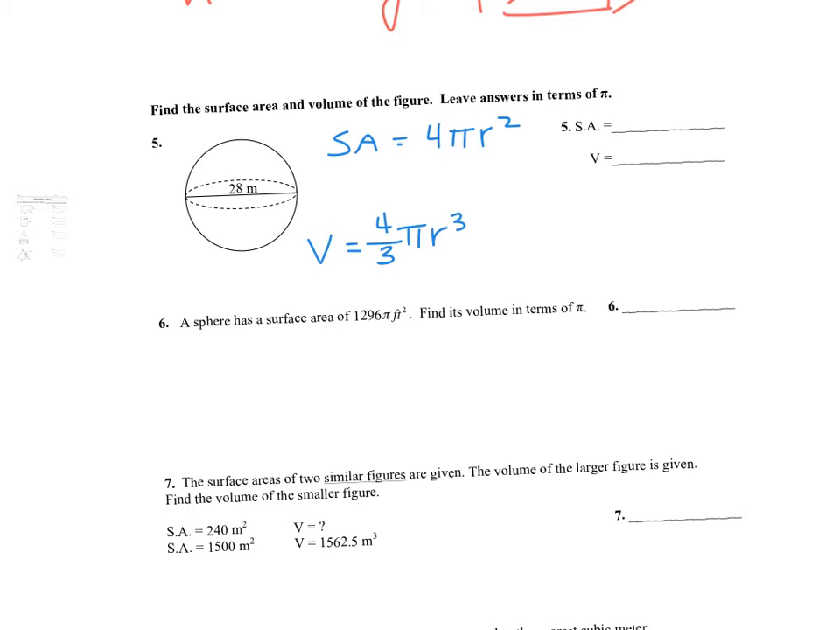So if we're looking for surface area and volume, we're looking for a radius to plug in. What is our radius? 14. So you're going to plug in for r of 14. So it's going to be 4 times pi times 14 squared, okay? Don't plug in the pi, just plug in 4 times 14 squared, and you get 784. And then your units are meters, and you square it. Okay?